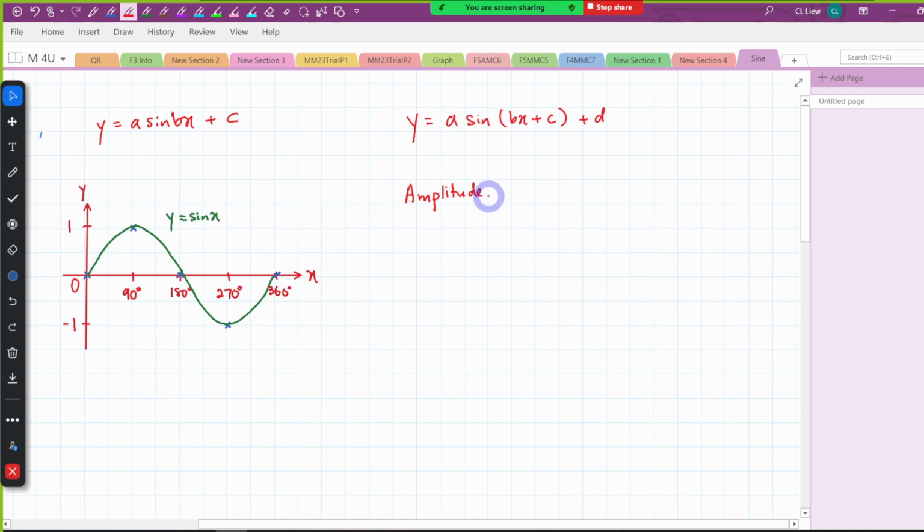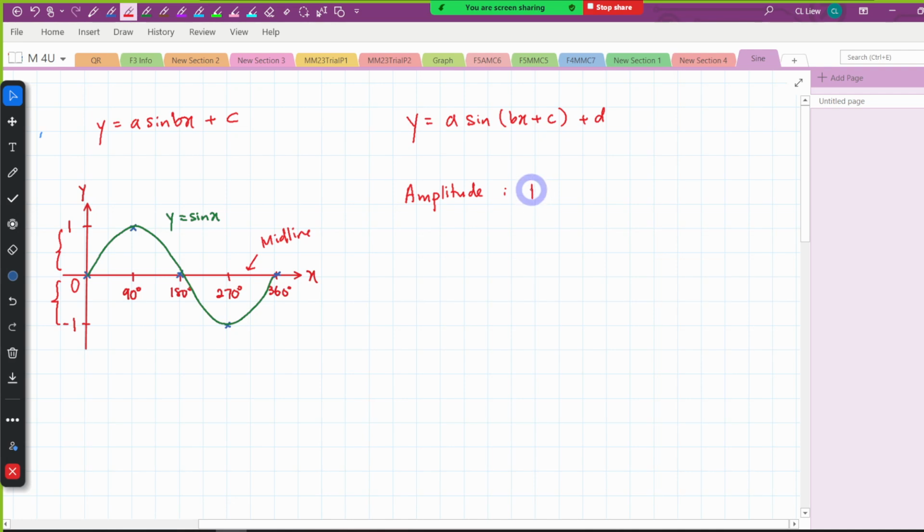First, amplitude. What's amplitude? Amplitude is the distance between the maximum point and the midline of the trigonometric function. So this midline is a middle line. In this situation, the midline is the x-axis. So the distance from the maximum to the midline or minimum to the midline, in this situation, the amplitude will be 1.